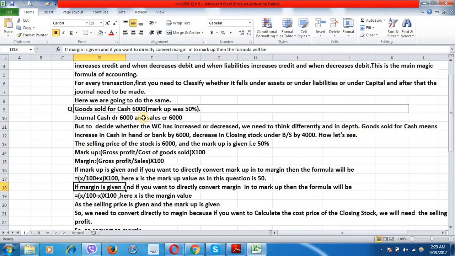We will be converting the markup percentage directly to margin percentage. This formula will work, because if we convert the markup percentage to margin percentage, then we know the selling price of the stock, so by using the margin formula we can calculate the gross profit. After calculating the gross profit, we can easily find out the cost of goods.